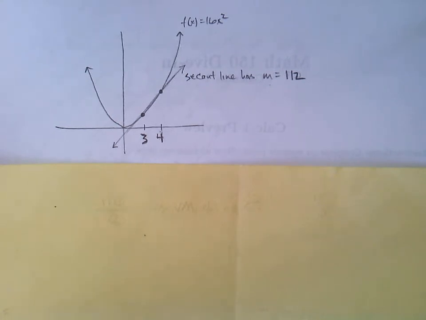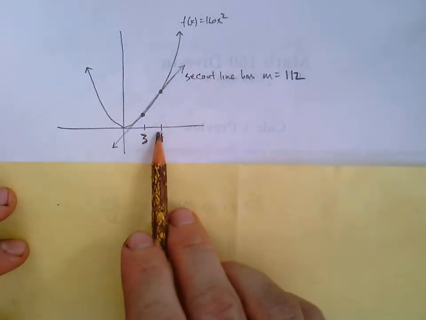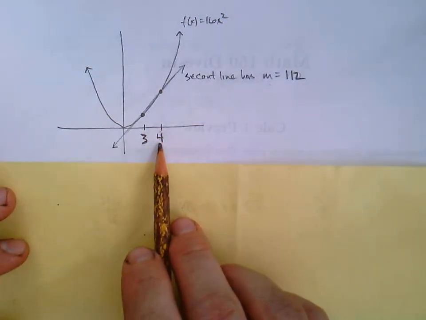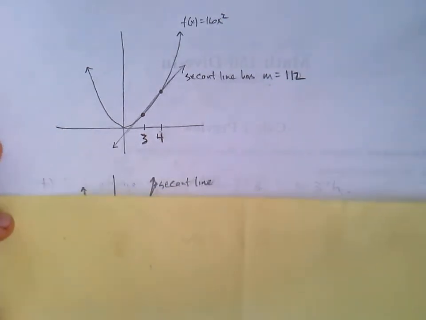Okay. Now let's take it a step further, a step towards getting the instantaneous rate of change at some place. Check this out. I'm just not going to think of this as a 4 anymore. I'm going to put a variable there.